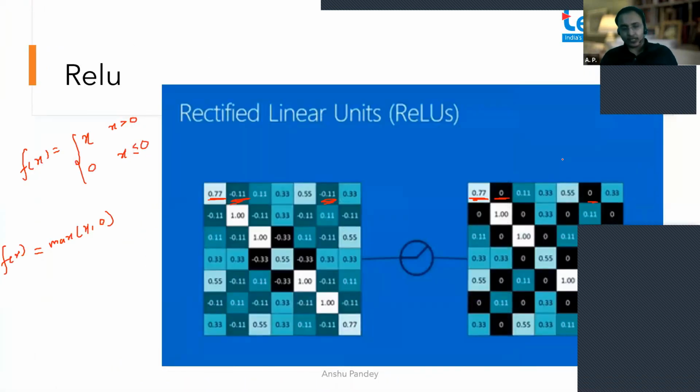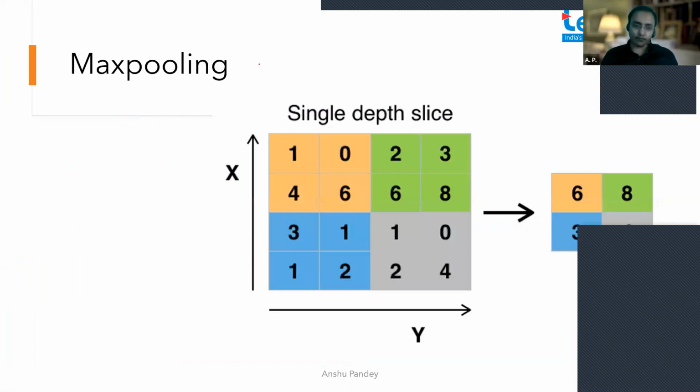The next step, which is the third step, is max pooling. Abhishek, we also call it down sampling. You had a question regarding this. So max pooling, or down sampling, reduces the size of the image.